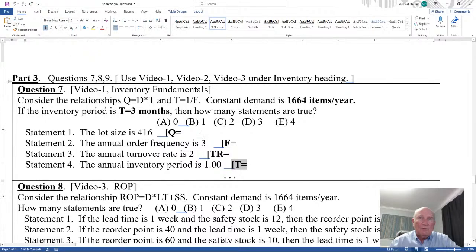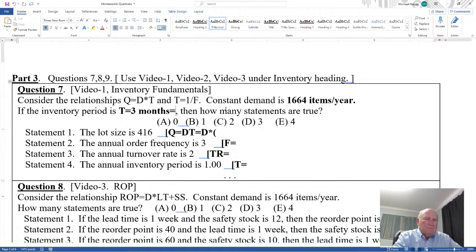We want to be bold, don't we? Because we're bold with the right answer here. So if Q equals D over T, Q equals dt, equals my demand times my inventory period. But if this demand is in years, my inventory period also must be in years. So that's going to equal 3 divided by 12 years.